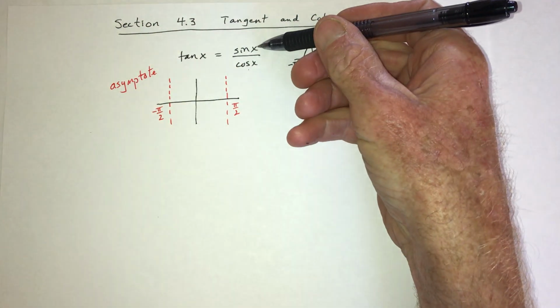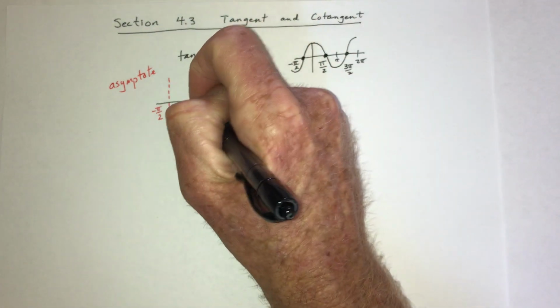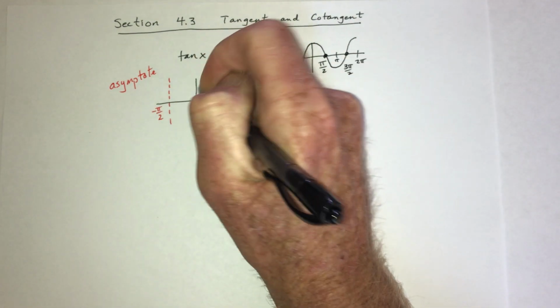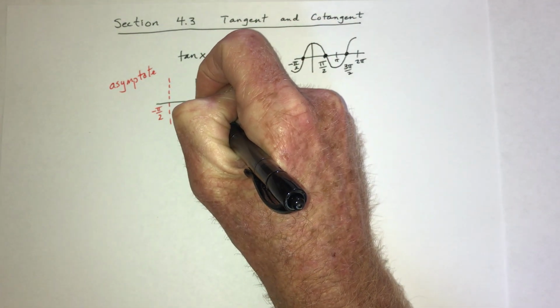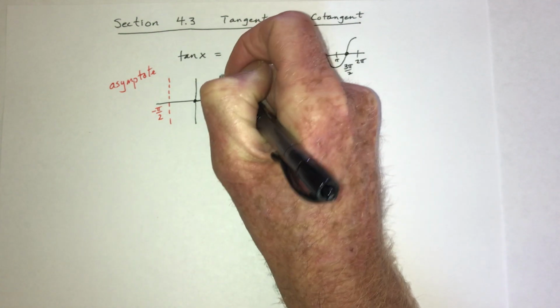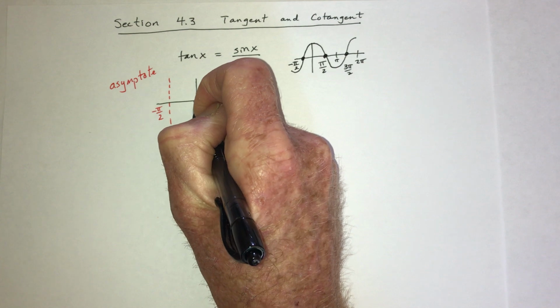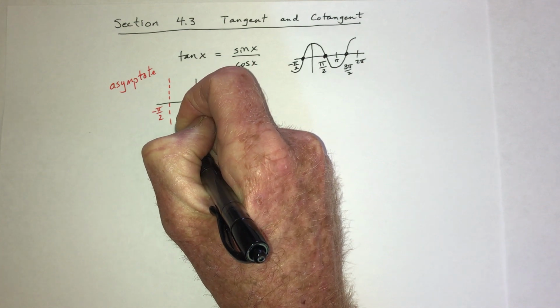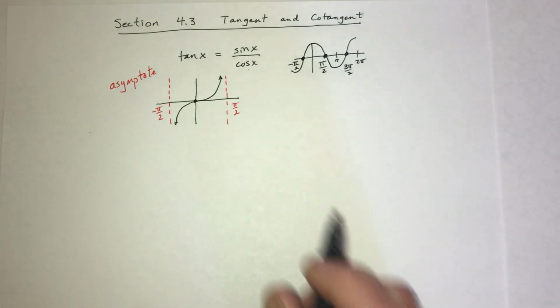Now because sine of 0 equals 0, tangent of 0 equals 0. So it goes through the origin. And then it's going to grow like this and go up towards the asymptote. It's not going to cross it. It's just going to get closer and closer to it. And the same over here.